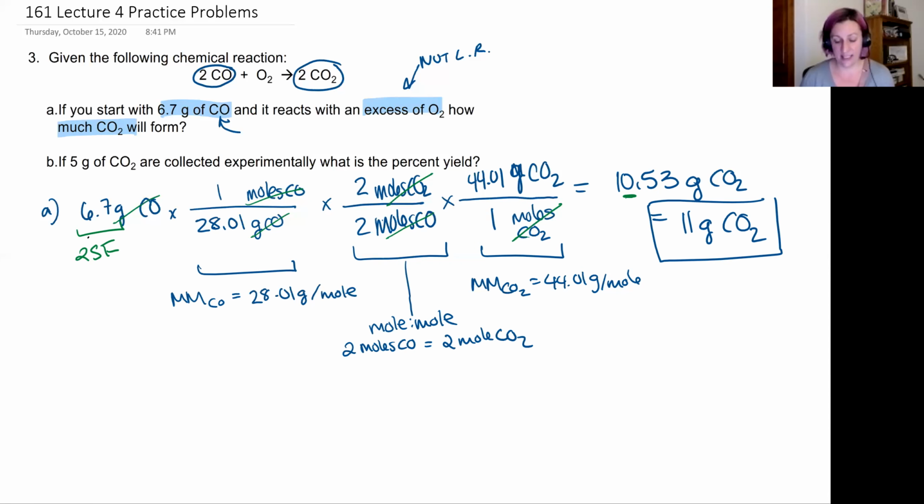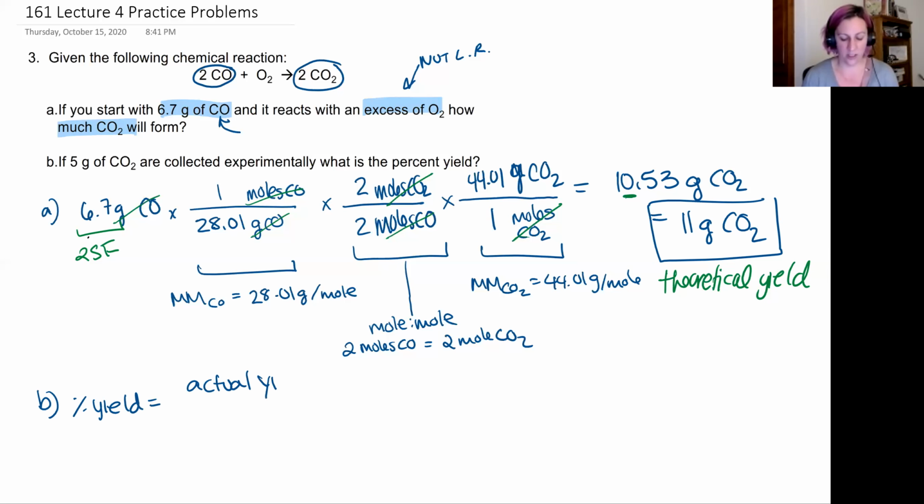All right, well, that's part A. So we predicted, remember, this number we just predicted is our theoretical yield for the reaction. Now we're asked in part B to calculate a percent yield. So that percent yield equation again is equal to our actual mass, or our actual yield that we get in the lab, over our theoretical yield that we calculate using stoichiometry, times 100.